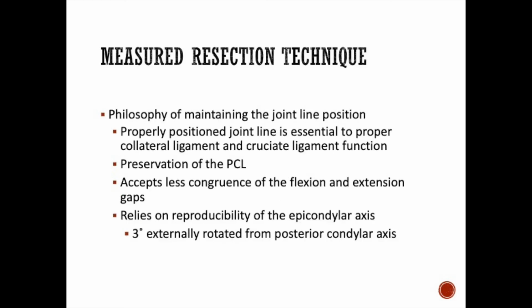Now, the measured resection technique is the philosophy of maintaining the joint line position where it is, and a properly positioned joint line is essential to proper collateral ligament and cruciate ligament function, and used predominantly during preservation of the PCL. It accepts less congruence of the flexion and extension gaps, and it relies on reproducibility of the epicondylar axis, which is usually about 3 degrees externally rotated from the posterior condylar axis.